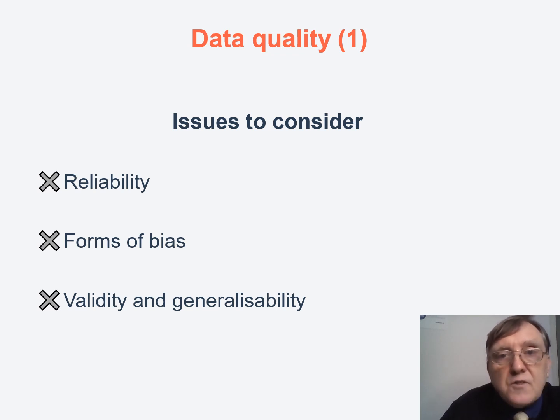So things that we need to consider with the quality of data that we're getting from people, especially if we are interviewing people: reliability, forms of bias, validity, and generalizability. So if we consider the reliability, do you think that if you've ever asked anyone, they've always told you the truth? That's just something to consider.